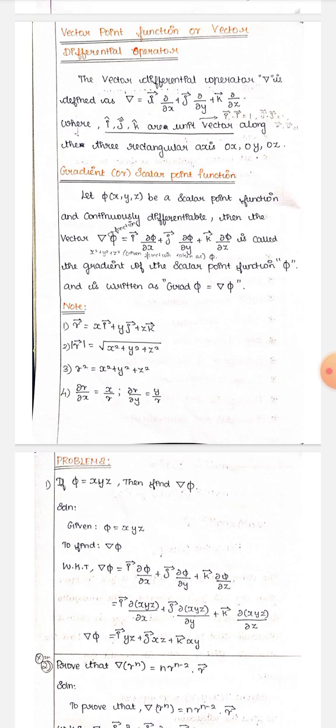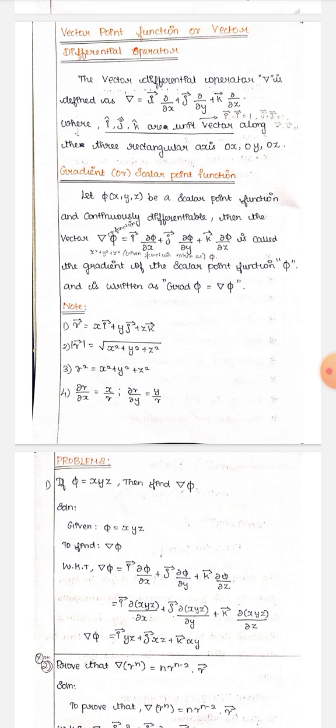So this definition says that del is a differential operator, phi is a given function. In the function the variables are x, y, z. These variables are continuously differentiable. You can substitute phi with any function. First one, i vector dou by dou x. Here the function phi is a function of x, so you differentiate with respect to x. Plus j vector into dou phi by dou y, which means differentiating with respect to y. Plus k vector into dou phi by dou z, differentiating with respect to z.